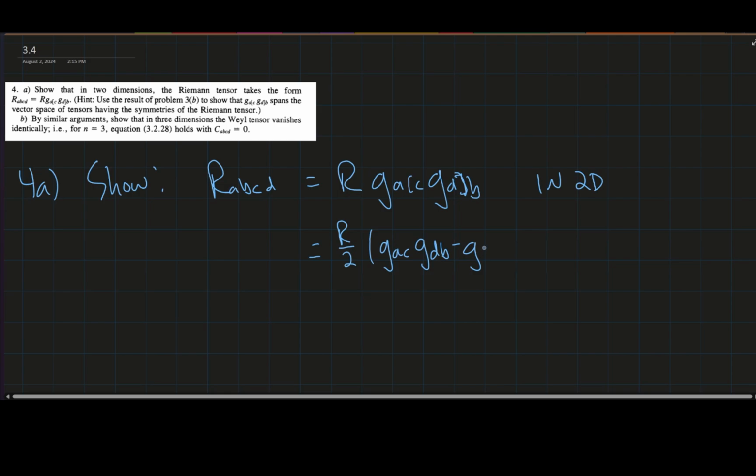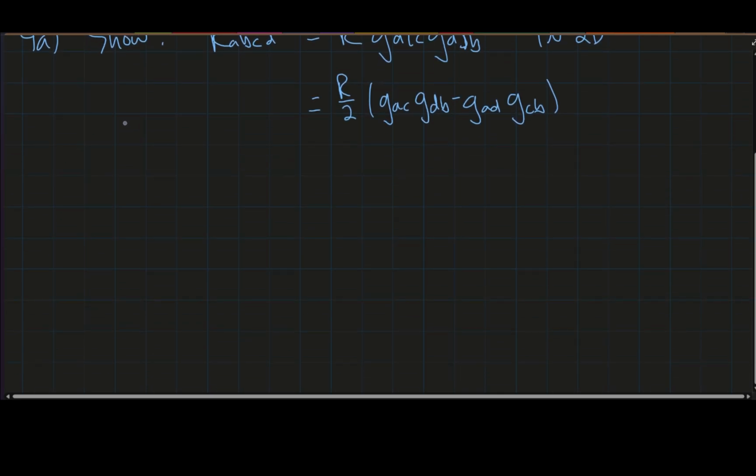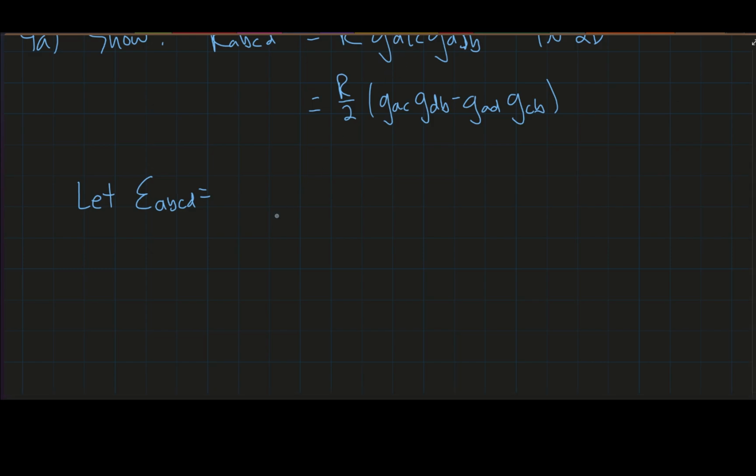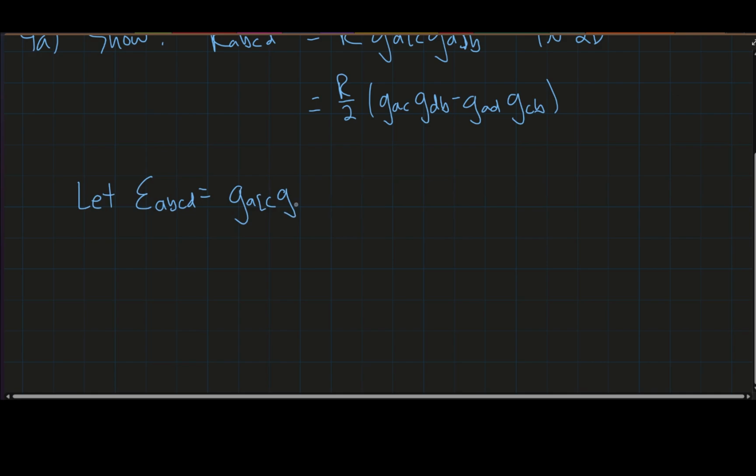minus g_AD g_CB. So we're going to do what the hint says here. So let's define a new tensor like this. Let epsilon_ABCD equal just the part of what we're trying to show here that has the metric. So we'll drop the Ricci scalar there, and we'll just let it be this g_AC g_DB.